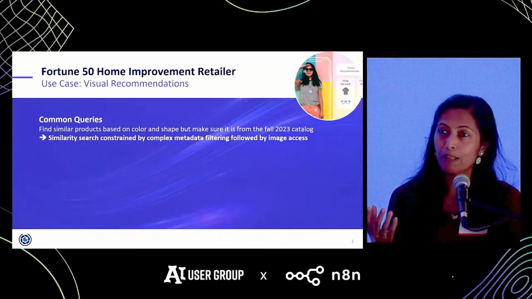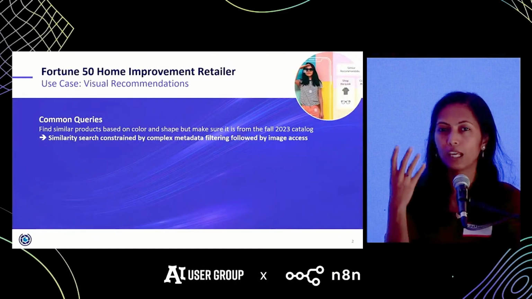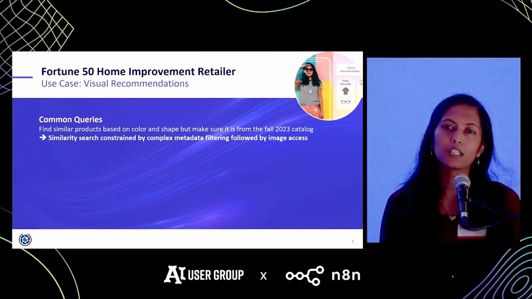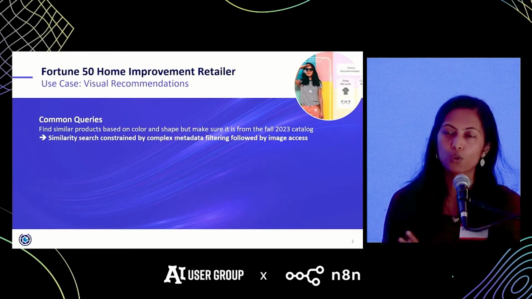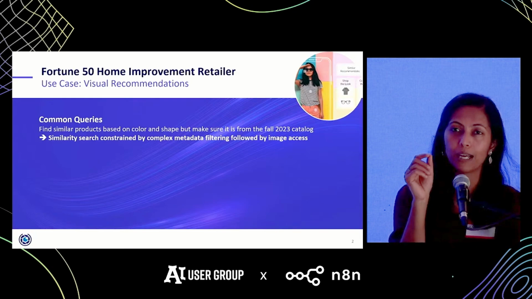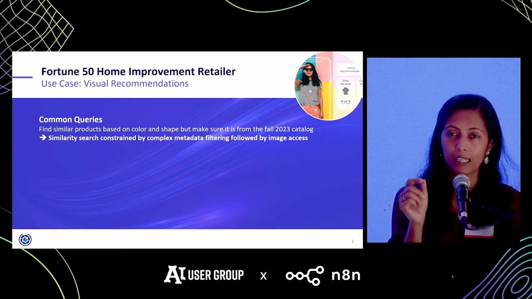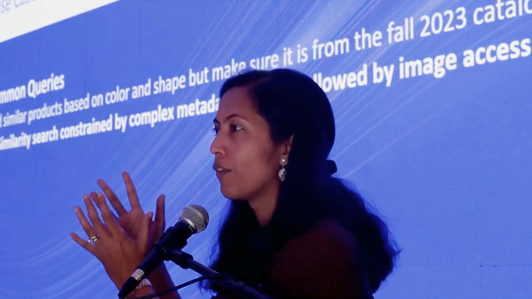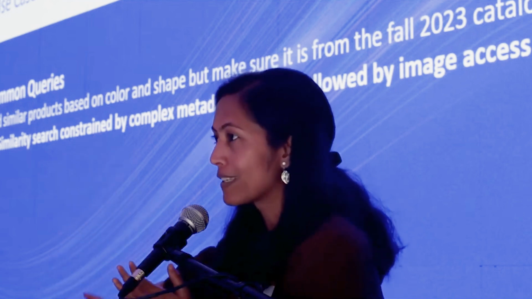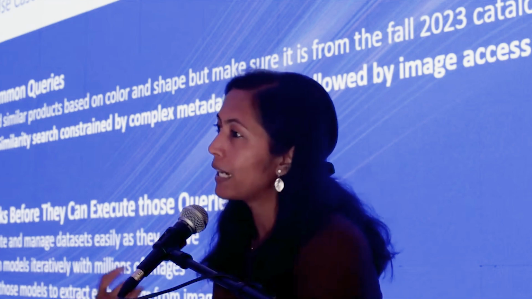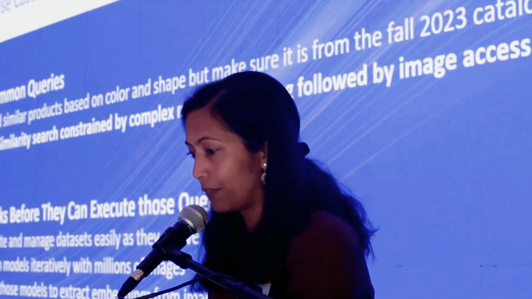And our buying habits are more visual. You look at something, you like the color, shape, pattern. But it's not just that. You want to recommend products from the recent catalog, and then you want to show the actual images. So the first part is finding similar by color or shapes or patterns or anything. But then you have to go constrained by, okay, I only want the fall 23 catalog. And then you access the image. So there's the vector search, followed by the metadata, followed by the data access itself.